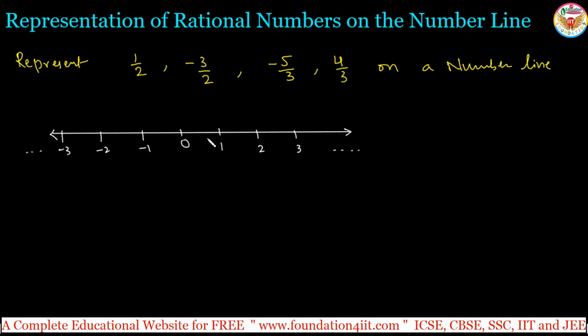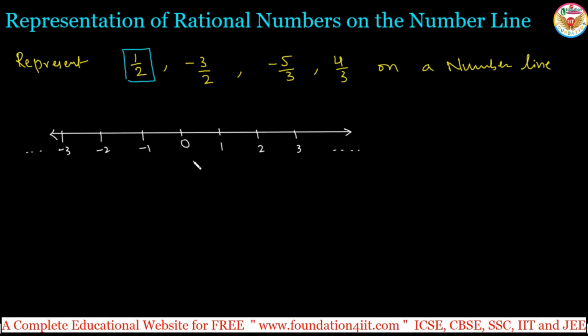Now we need to represent a particular number, for example 1 by 2 or minus 3 by 2. Based on the denominator we can take the step. For example, the first question is 1 by 2, so the denominator is 2. Because the denominator is 2, between 0 and 1, 1 and 2, 2 and 3, each is 1 unit.